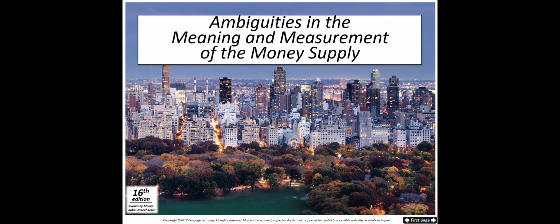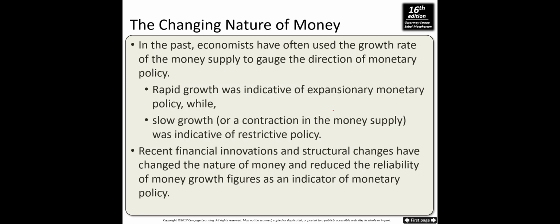Finally, we talk about ambiguities in the meaning and measurement of the money supply. In the past, economists have often used the growth rate of the money supply to gauge the direction of monetary policy. Rapid growth was indicative of expansionary monetary policy, while slow growth was indicative of restrictive policy. Recent financial innovations and structural changes have changed the nature of money and reduced the reliability of money growth figures as an indicator of monetary policy.